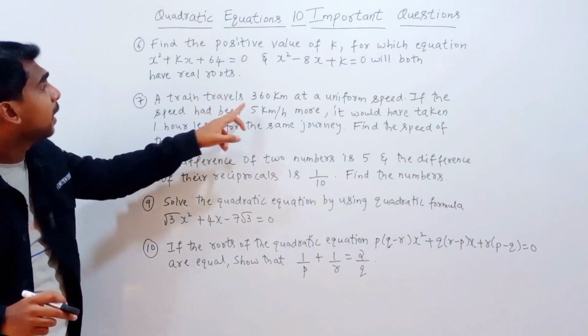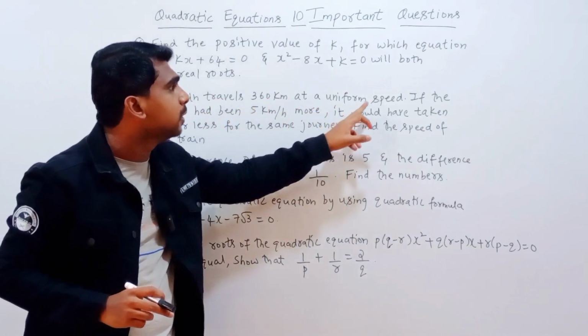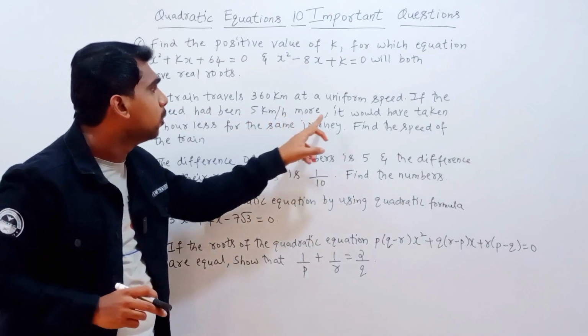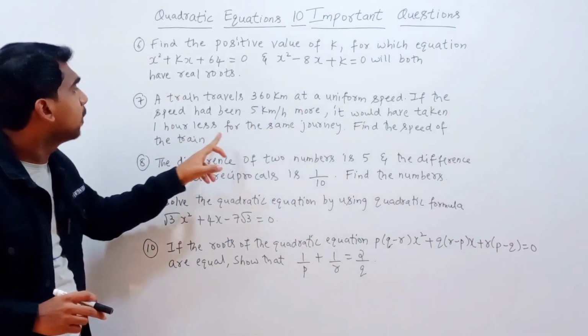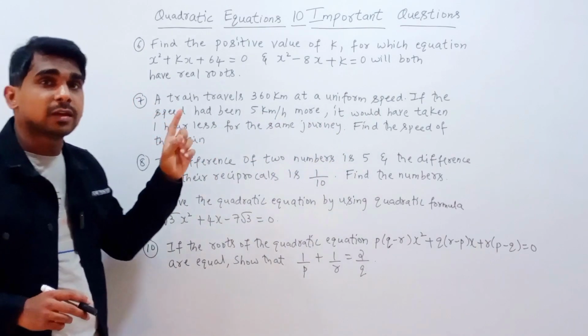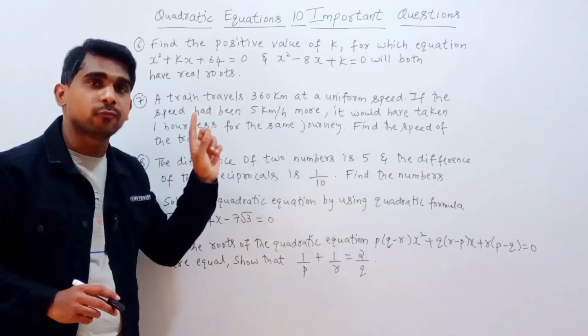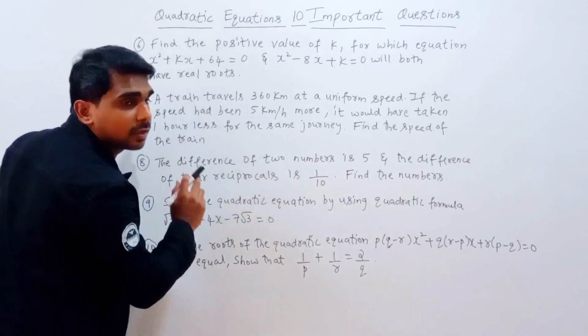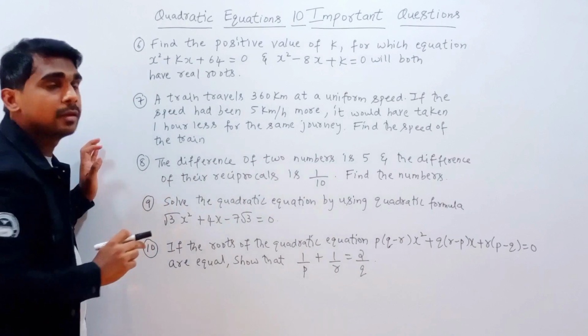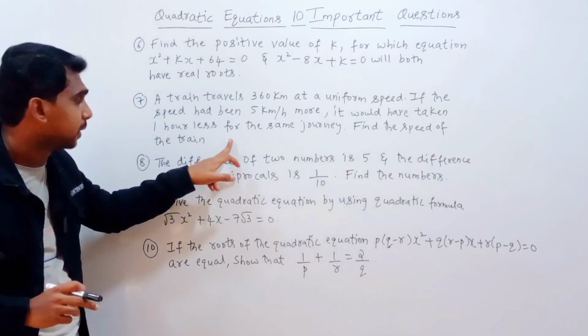Now, a train travels 360 km at a uniform speed. If the speed had been 5 km per hour more, it would have taken 1 hour less for the same journey. Find the speed of the train. If you take the distance is equal to speed into time formula, you will get a quadratic equation. Then if you solve it, we can find the speed of the train. This question is asked for 5 marks.